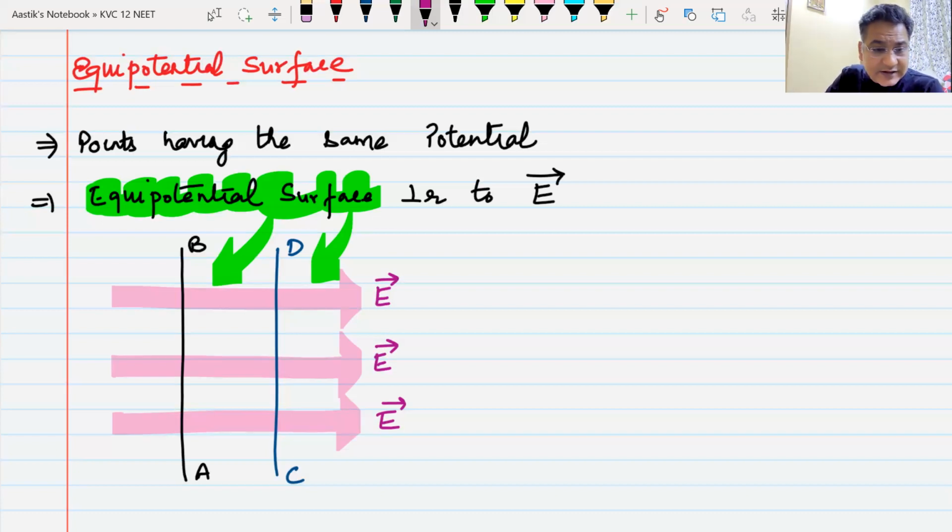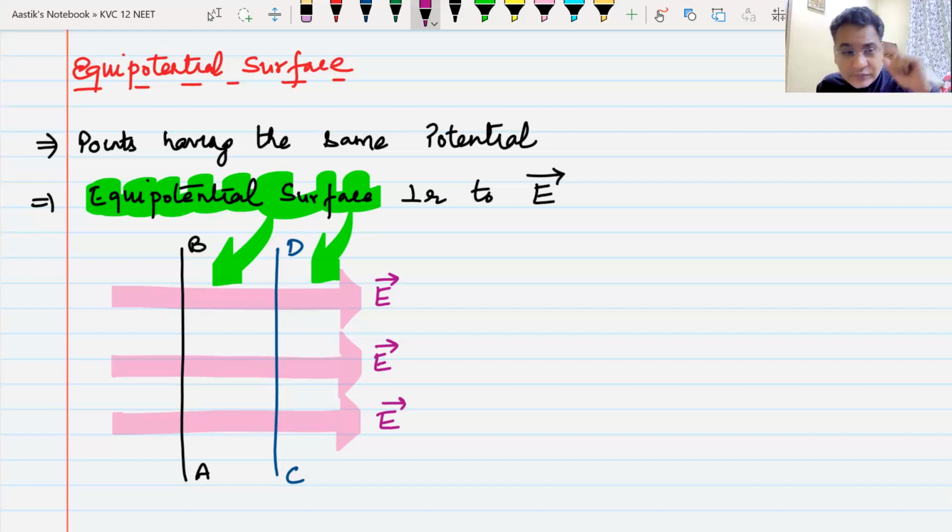You can see here, my dear friends, look at the direction of the electric field lines. Electric field lines are going from left to right. That means the left surface will be at a higher potential and the right surface will be at a lower potential. Do we understand this, everyone? Yes, sir. Well done. AB is higher potential and CD is lower potential.